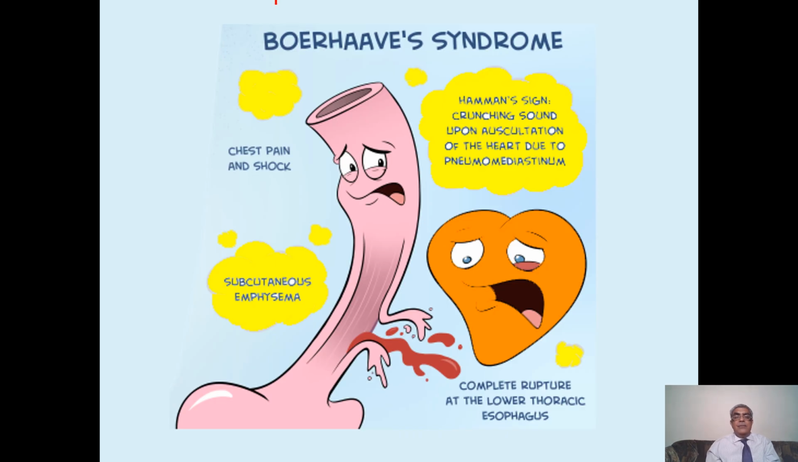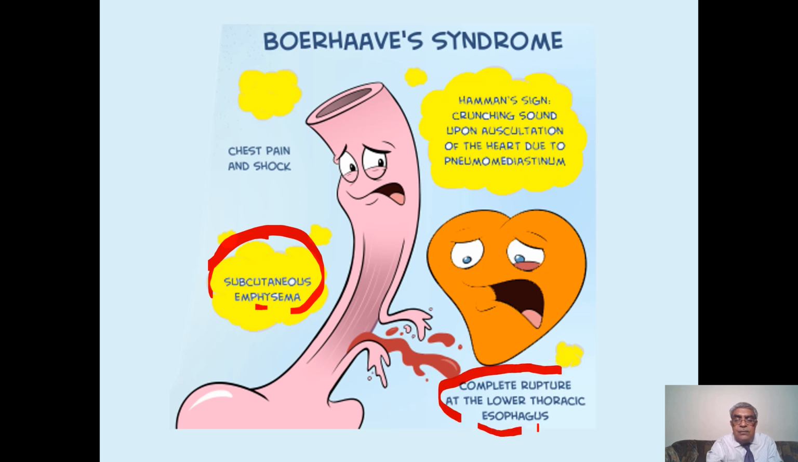Look at that. Boerhaave's syndrome: chest pain, of course, shock due to excessive bleeding, subcutaneous emphysema, you can see that, and then complete rupture in the lower thoracic esophagus. Also, I don't want to discuss in detail the Hamman sign, that is crunching sounds on auscultation, which is due to the presence of air in the mediastinum.